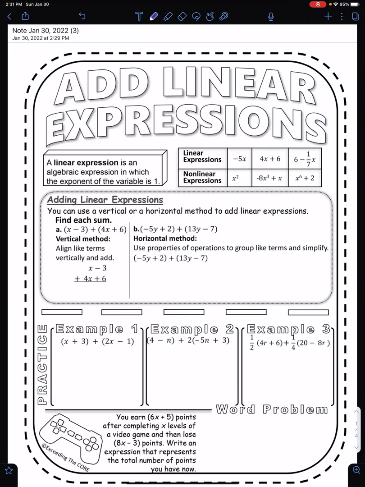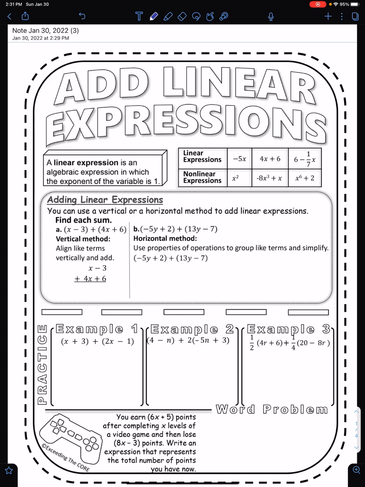All right, we're going to talk about adding linear expressions. Adding linear expressions is going to look a lot like combining like terms and simplifying expressions, because it pretty much is, except that they're going to keep two expressions separate and have us add them together.